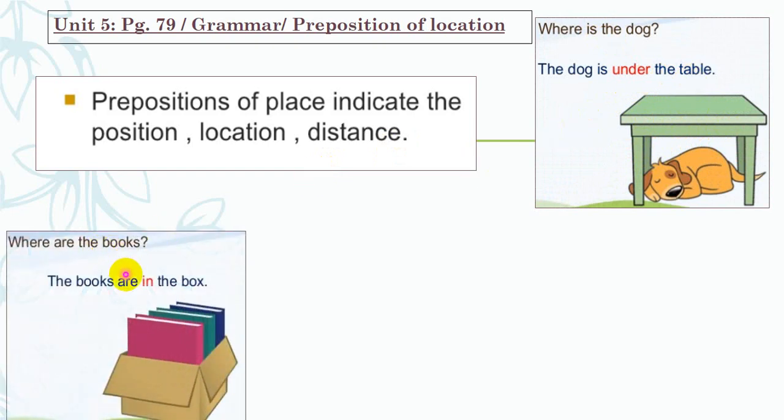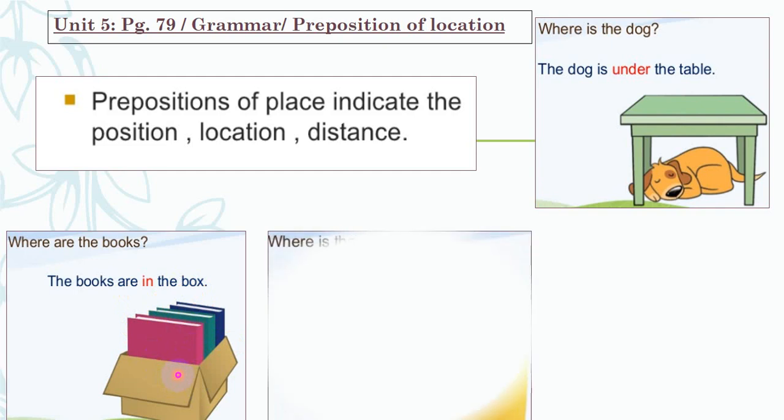Where are the books? The books are in the box. When they are inside a specific thing, so they are in the box. So this is the location of the books. Where are the books? They are in the box, inside a box.